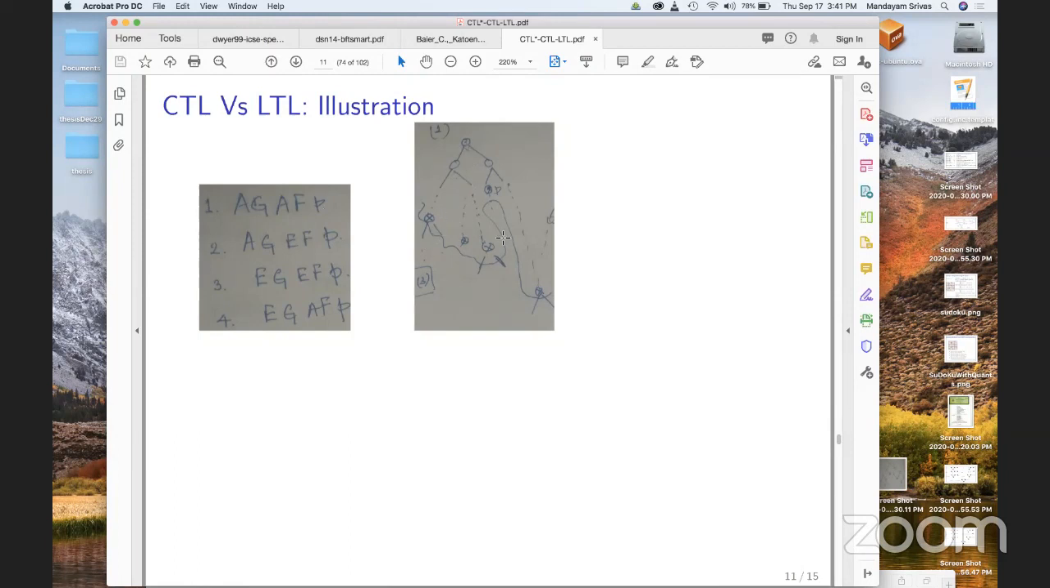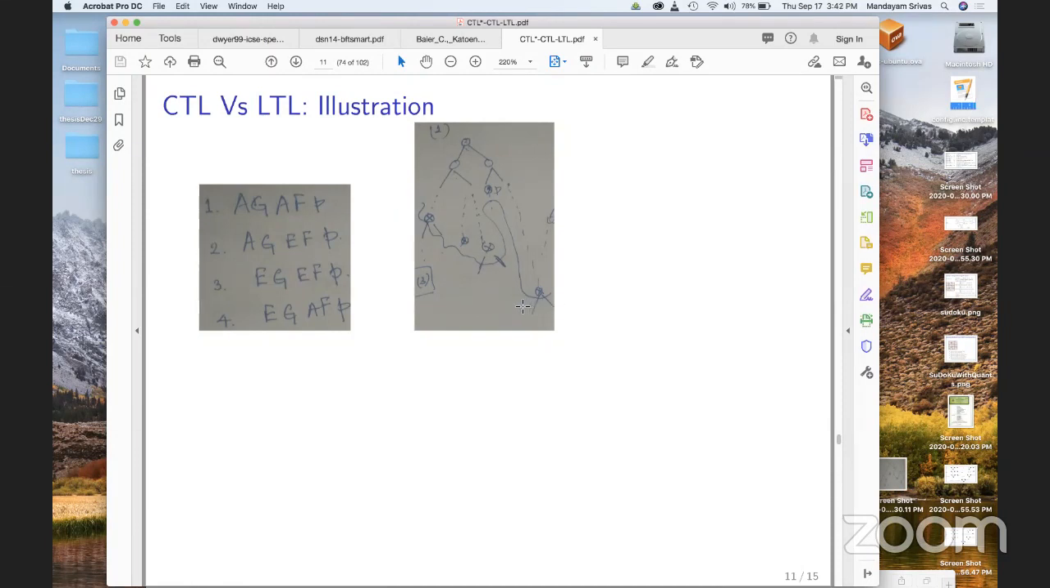So there must be this kind of forest here, a cut of this, where every path should end up eventually with a crossed label. A cross label here denotes P, okay?